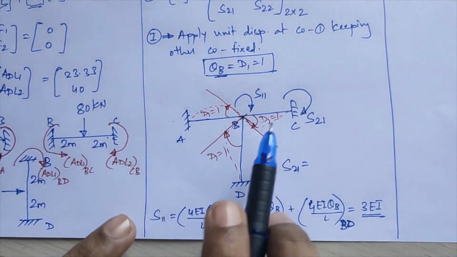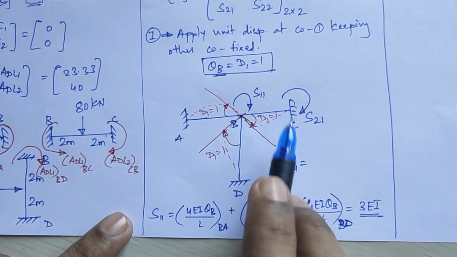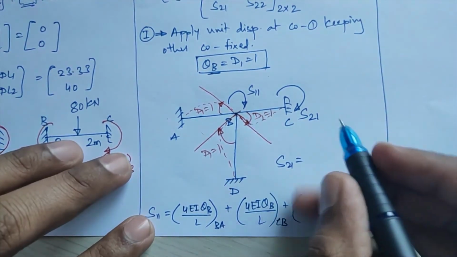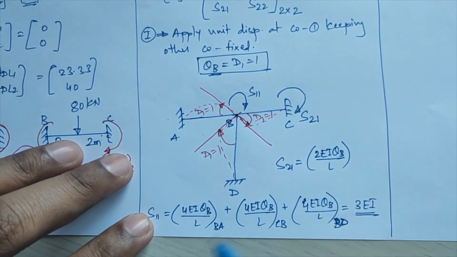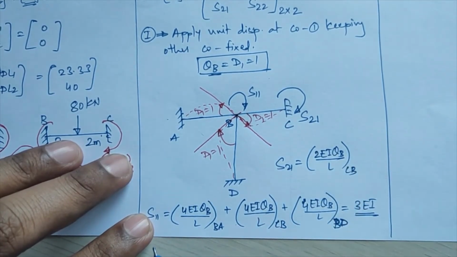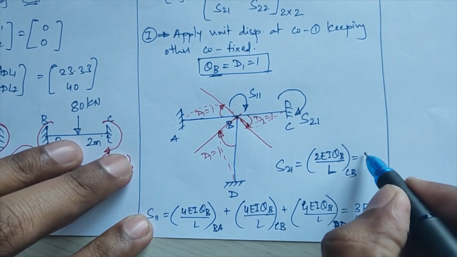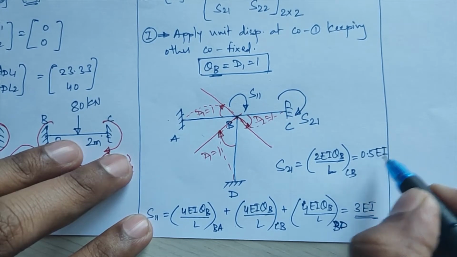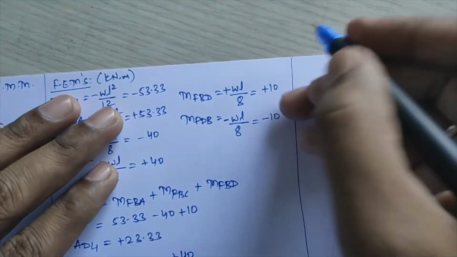Okay, so for S of 2 1 corresponding to your applied unit displacement, C joint will be your far joint over there, but that is only for one member. So S of 2 1 will be equal to 2 EI theta B upon L, but that will be for member CB. So the length of your CB is 4, theta B is again 1, so 2 by 4, that will give you equal to 0.5 EI. So I am getting these two stiffness coefficients over there, S of 1 1 and S of 2 1, from the theta B is equal to 1 application. Okay, now we'll proceed to our second Roman.